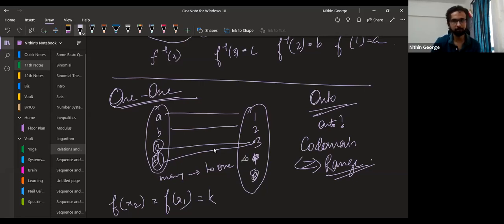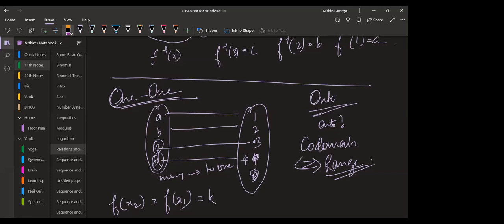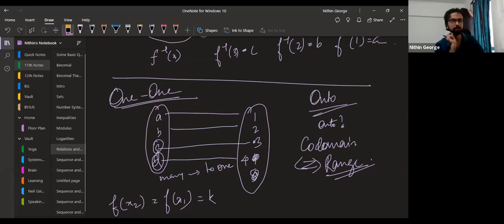If I keep 4 and I move this to this side, is this 1-1? Yes, sir. Is this onto? Yes, sir. Okay, so such a function is called a 1-1 onto function. I just quickly explained what onto is. I hope I did justice to that topic. But did you get the idea here? This is a 1-1 onto function.